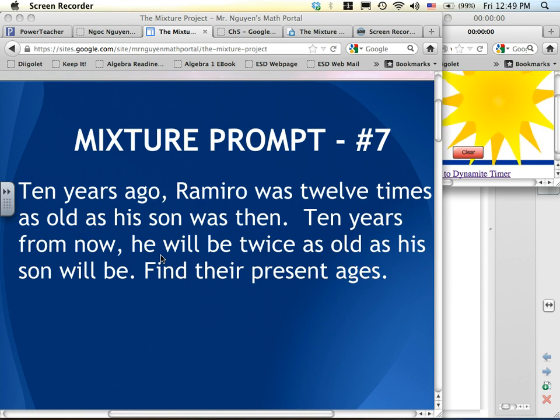10 years ago, Ramiro was 12 times as old as his son was then. So I'm talking about the past for the both of them, okay? And then the second sentence says, 10 years from now, we understand that the word from now means 10 years later, right? After the present. So in the future, we're talking about. He, which is the father, will be twice as old as his son will be, which is also in the future. Find their present ages.